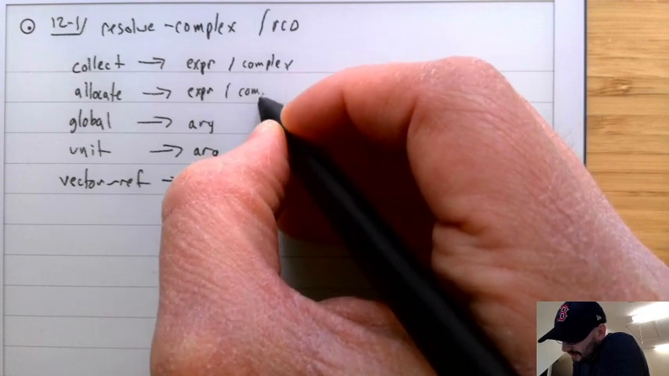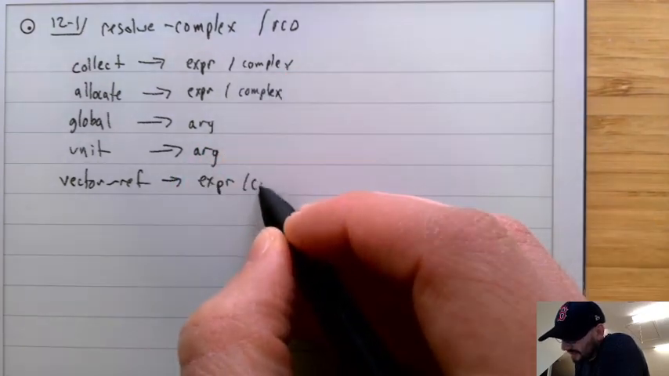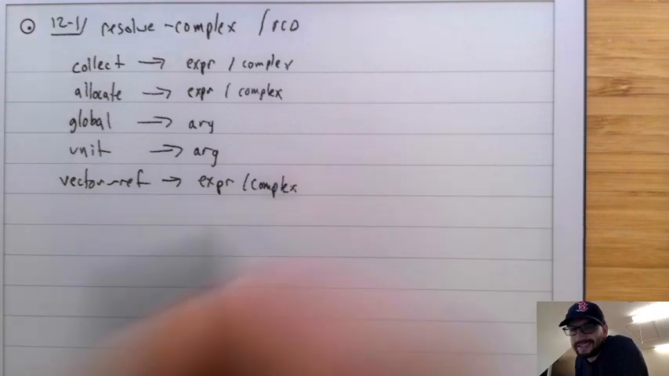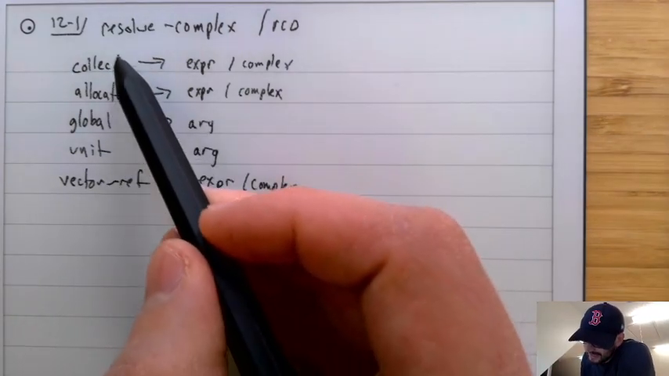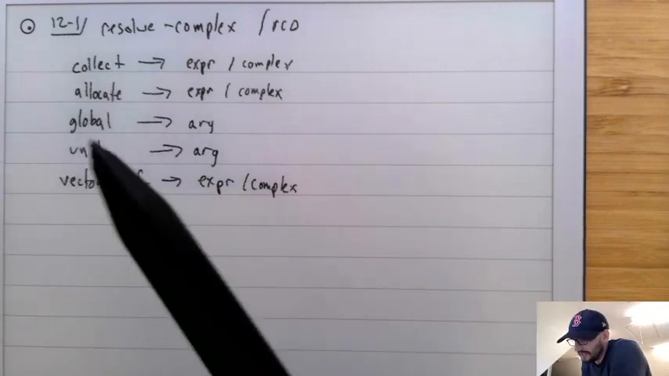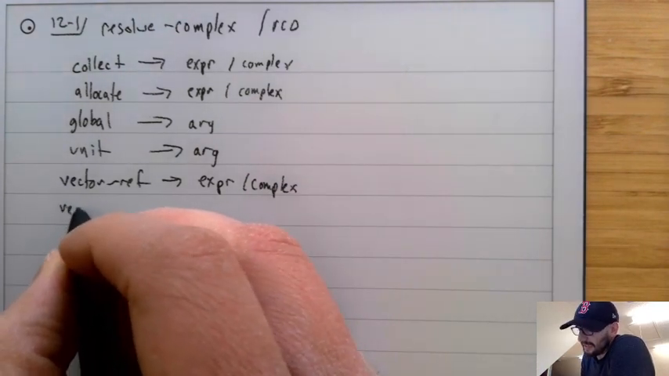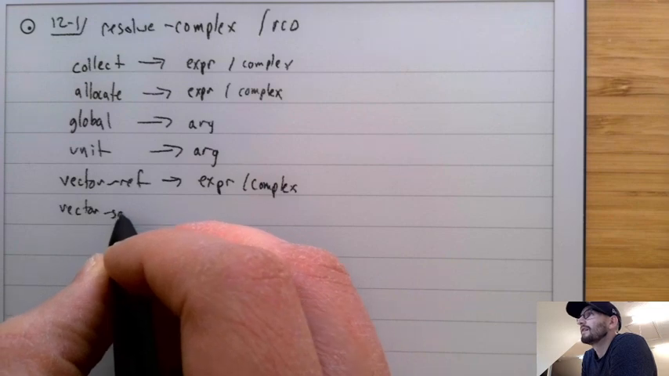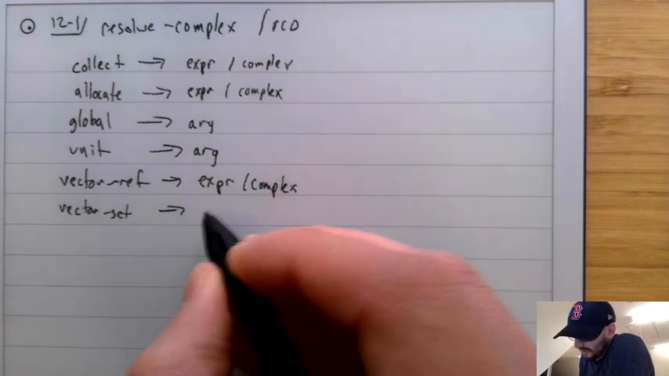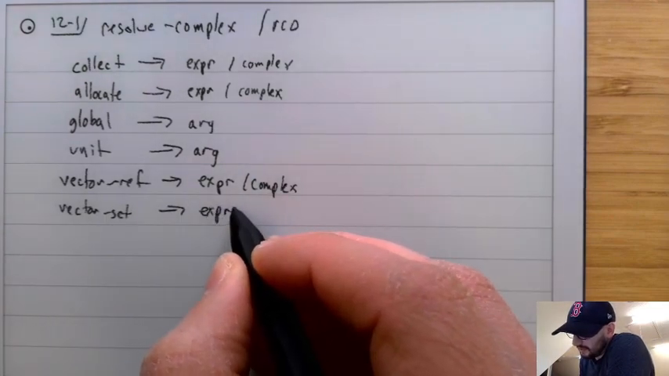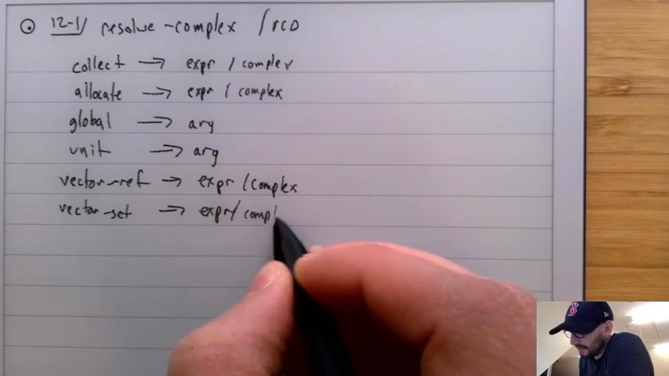Complex, complex, complex. And recall that complexes are the right-hand sides of let. So that means that if something is a collect, then it has to be given a variable. Allocate needs to be given a variable. Vector ref needs to be given a variable. And then vector set will also be an expression, a complex.